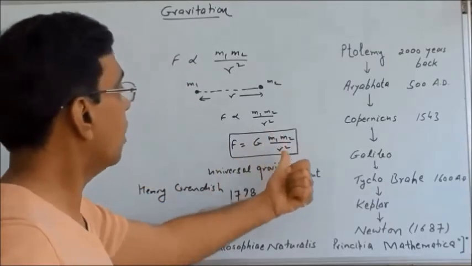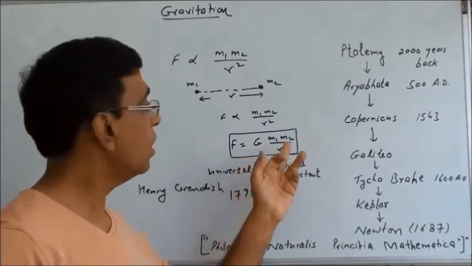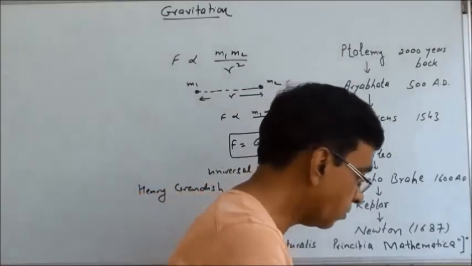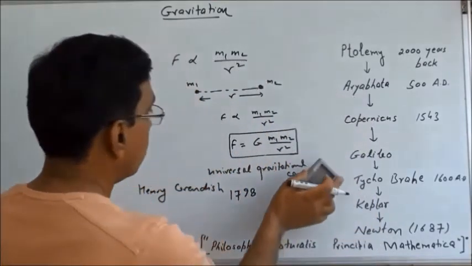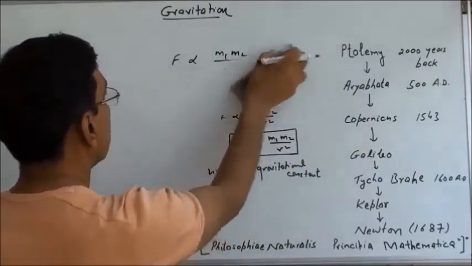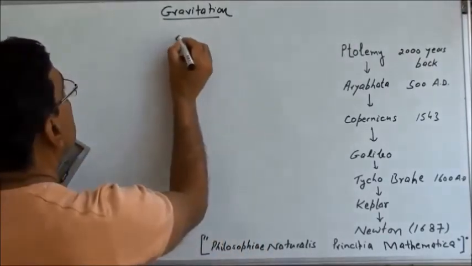So F is G m1 m2 by r square, where G is the universal gravitational constant, m1 and m2 are the point masses, and r is the distance. Now let me talk more about this. What is the value of this universal gravitational constant, and something more about this gravitational force.